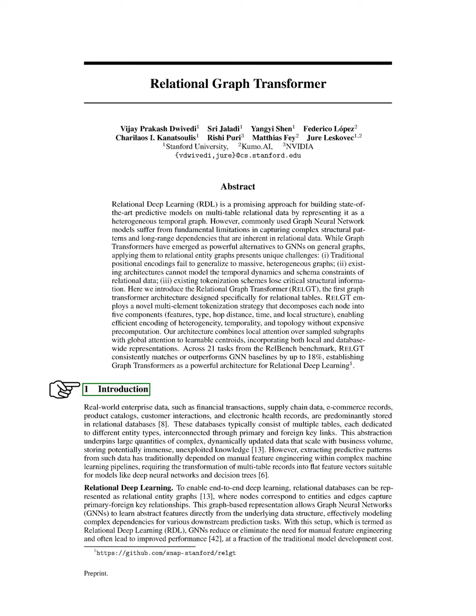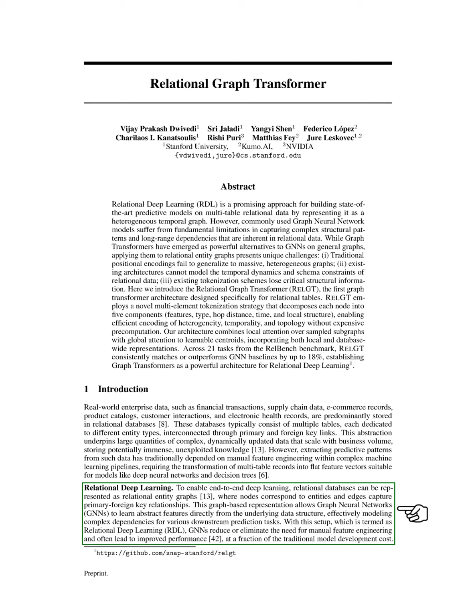Section: Introduction. In this section, we discuss how real-world enterprise data, such as financial transactions and customer interactions, is mainly stored in relational databases. These databases consist of multiple tables for different types of entities, linked through primary and foreign keys. This structure holds vast amounts of complex data that can grow with business needs, but extracting useful insights has often required manual feature engineering, transforming multi-table records into simpler formats for machine learning models.